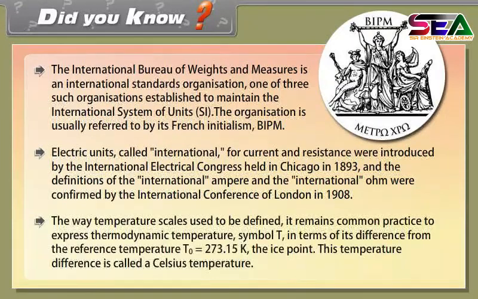The way temperature scales used to be defined, it remains common practice to express thermodynamic temperature, called T, in terms of its difference from the reference temperature T0, equal to 273.15 Kelvin, the ice point. This temperature difference is called a Celsius temperature.